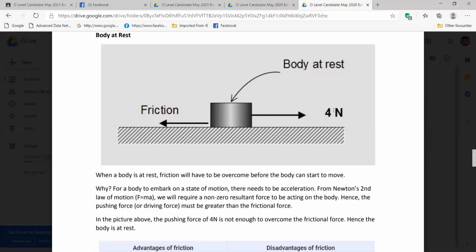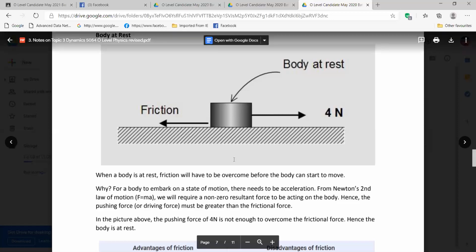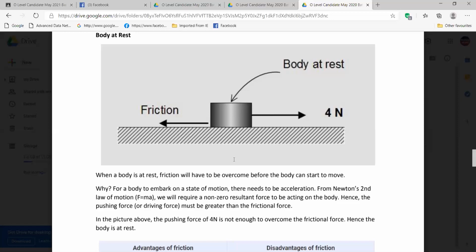Sir, one more thing. Yeah, sure. Like if this block is being pulled with 5 Newton, for example, and friction is 4 Newton. If somehow the friction between the block and the surface decreases to 2 Newton, the object will move faster, right? Yes, of course.